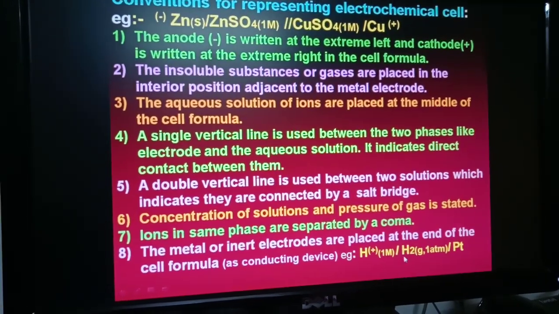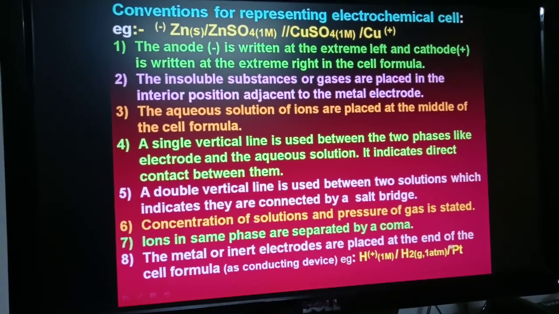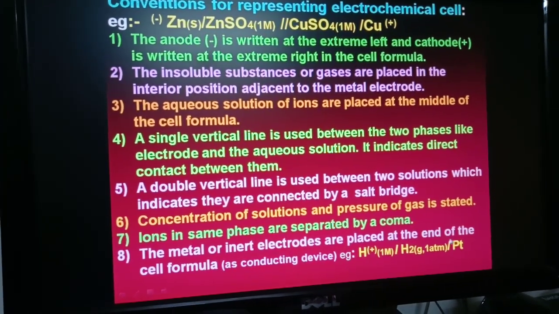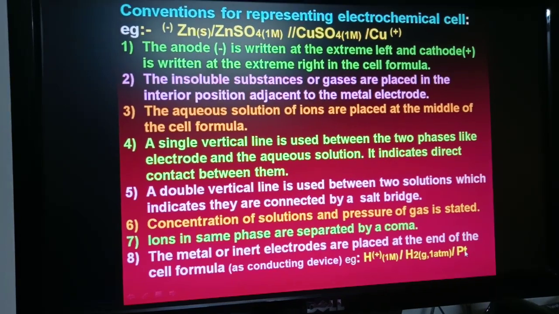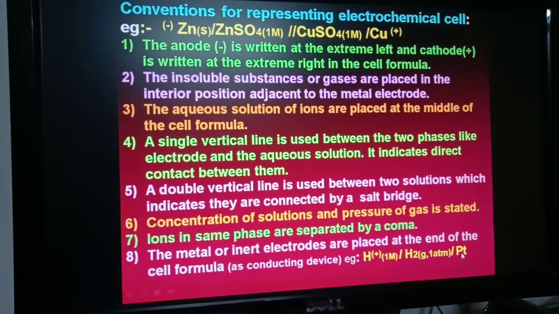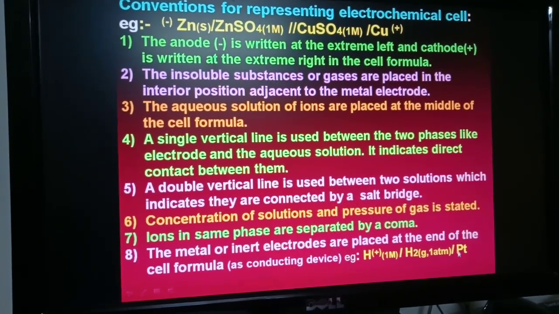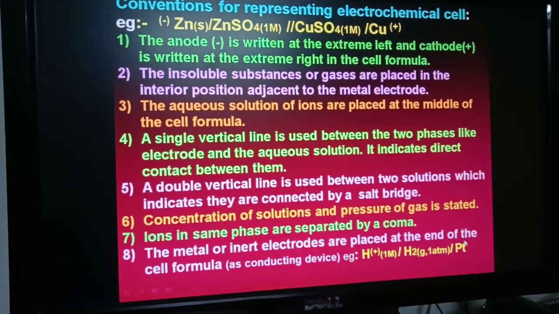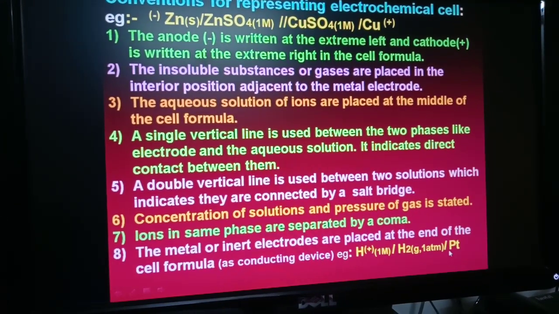The gas and the contact, that is the conducting device, should be connected towards the right side. To the extreme right, generally for a gas electrode, platinum is used.